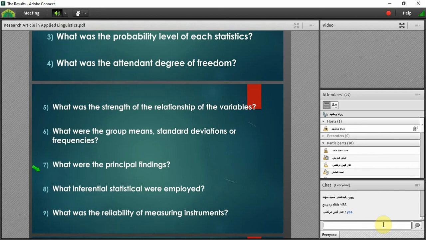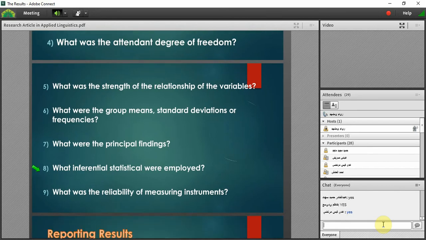And as for 7, you should be telling the readers about the main findings. Principal means main findings of your research, you see? As I said, you just report the findings. There's no need for any justification. Remember that, my dear student. There's no need to justify your findings.